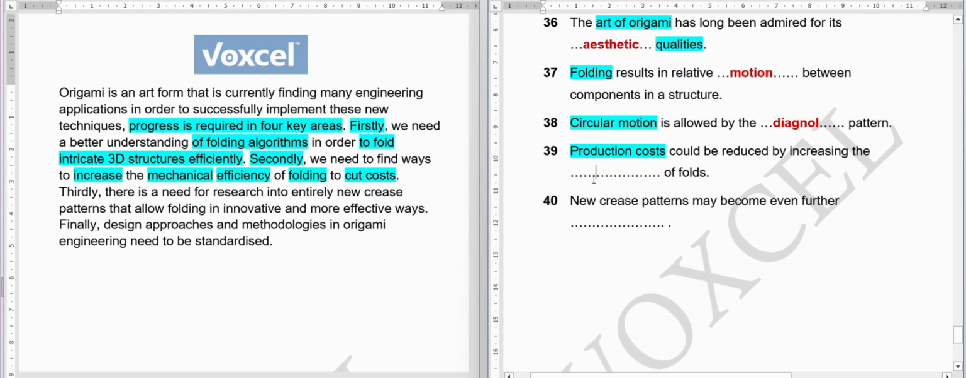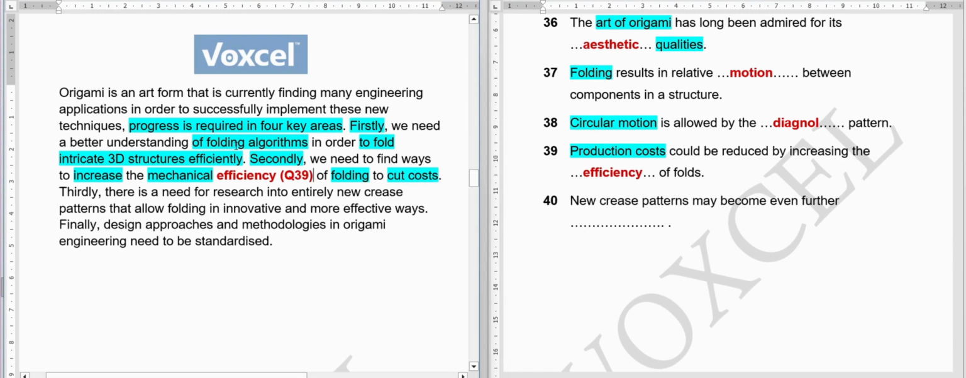Okay, time's up. Now I'm going to write the answer here, and the answer to this is efficiency. Let me just mark the answer first.